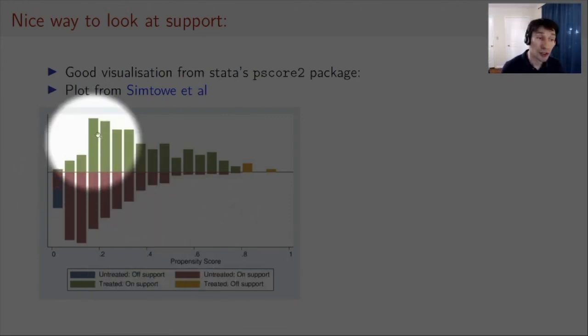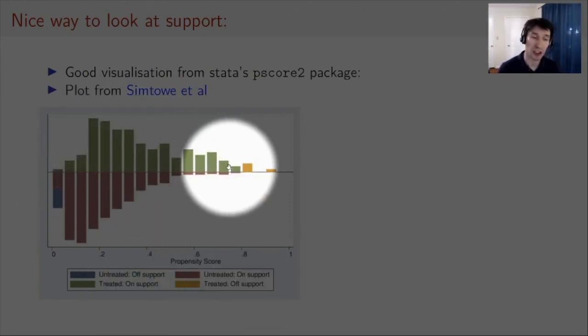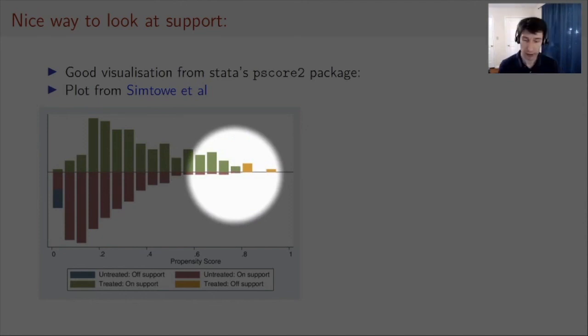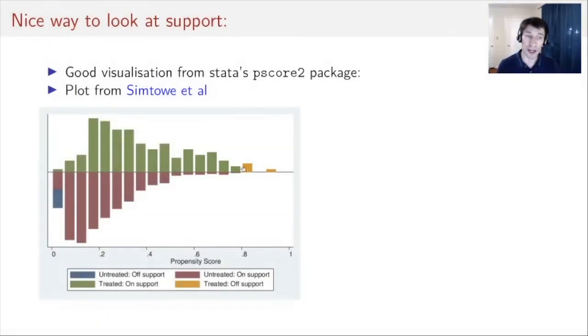And here in the middle, the greens and the reds are the ones that are on support. So this is the distribution of the treated observations that have some counterparts in the non-treated group with similar propensity scores. The extent to which you find matches between the two groups tends to depend on the matching algorithm that you're using. So the notion of on support or off support is by no means definitive. It depends on your matching.